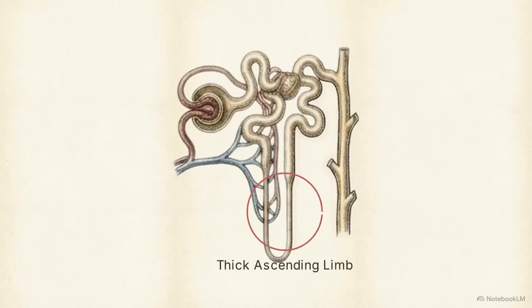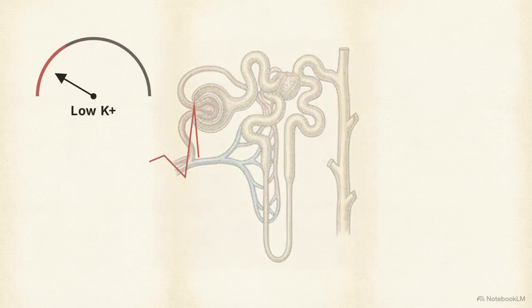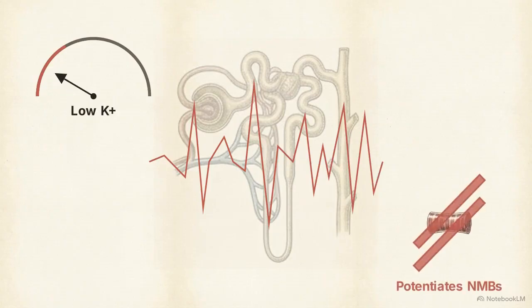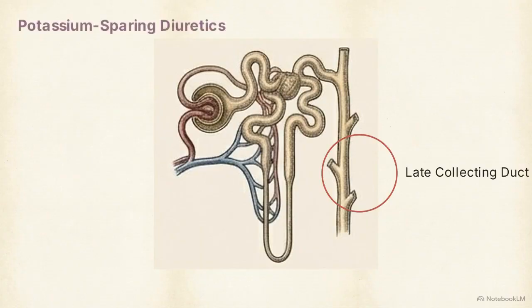with renal failure. Loop diuretics inhibit the sodium-potassium-chloride cotransporter in the thick ascending limb, making them the most potent class for diuresis. These agents cause rapid hypokalemia, which can trigger arrhythmias and significantly potentiate non-depolarizing neuromuscular blockade. Thiazides inhibit the sodium chloride transporter in the early distal convoluted tubule and are first-line agents for essential hypertension. Potassium-sparing diuretics act late in the collecting duct, presenting a significant risk of hyperkalemia.